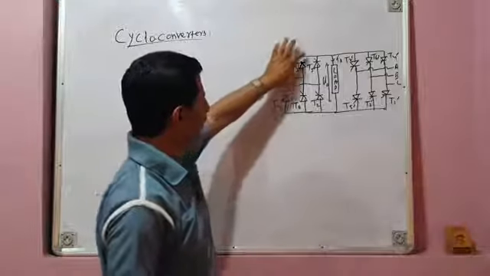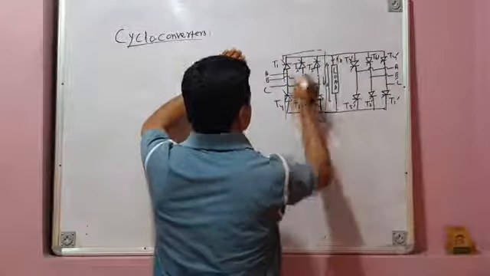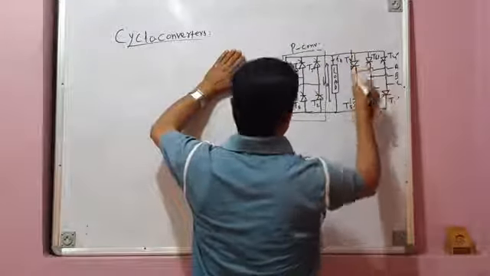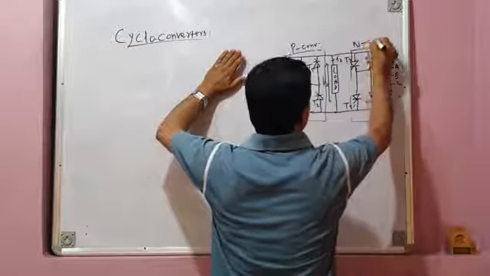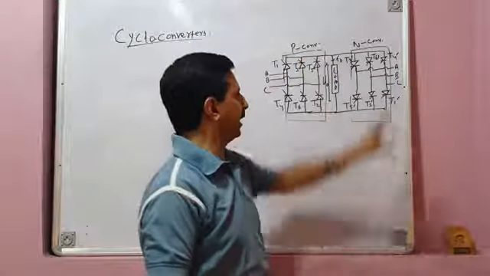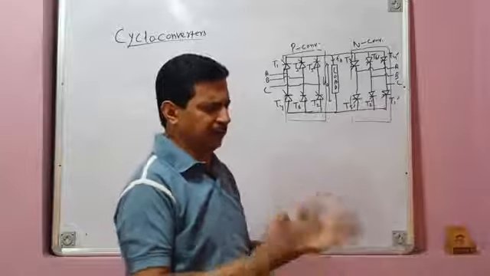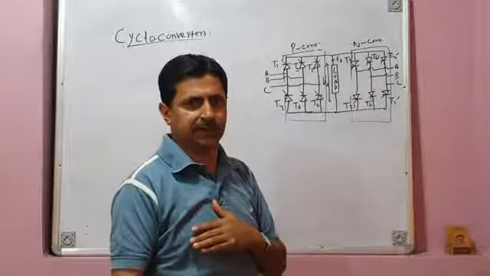Now, this is a three-phase converter, and of course, this is P converter. This is P converter, but it is a three-phase P converter. In the previous case, we were discussing single-phase P converter, and this is N converter. P converter will produce positive voltage across the load, and N converter will produce negative half cycle of voltage across the load. So therefore, you will get AC voltage across the load, but at variable frequency, right?